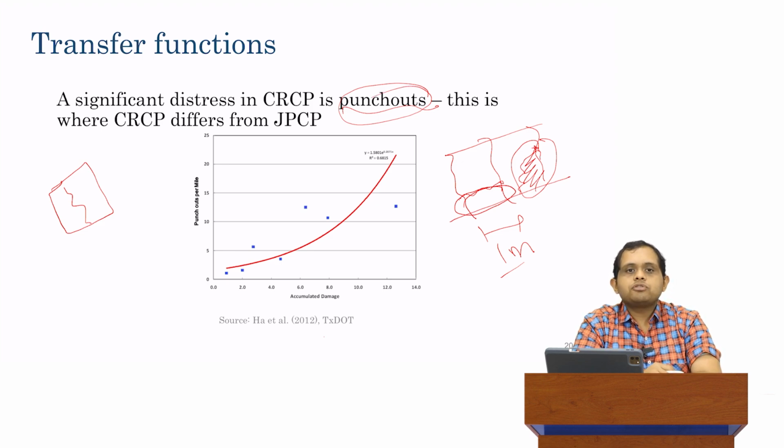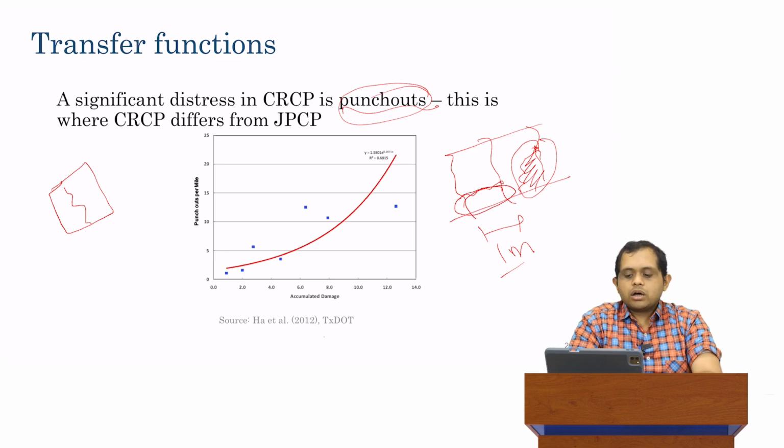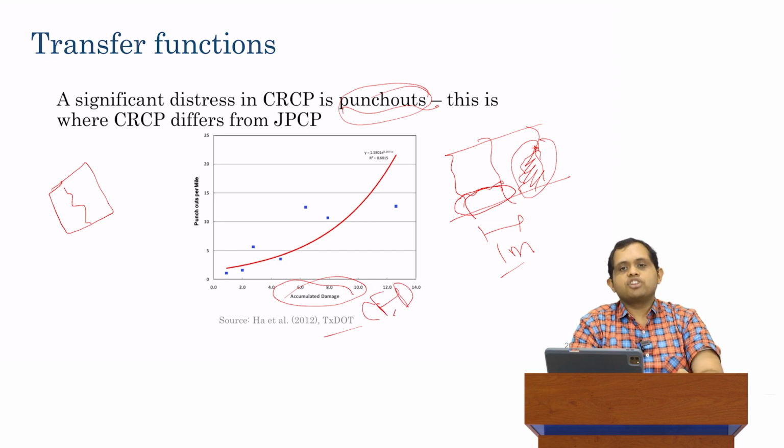It does not occur for JPCP. It occurs and is a very serious problem for CRCP. So there are no JPCP punch out models because there's no punch outs in JPCP. Instead, there are CRCP models. Now, this particular example I have over here taken from TxDOT, this is one particular transfer function which they developed for CRCP. Here the analysis, that is the calculation of damage, or what they call here accumulated damage, that's the same as CFD as we learned previously. This CFD is calculated exactly how it was done for JPCP.